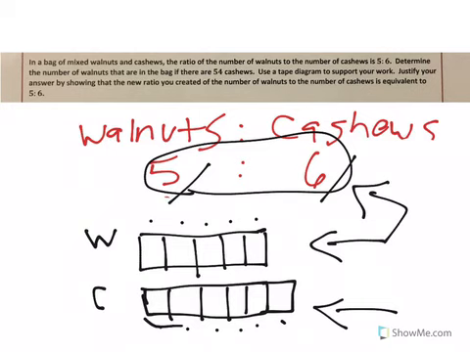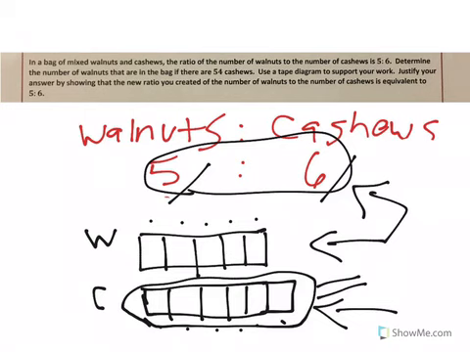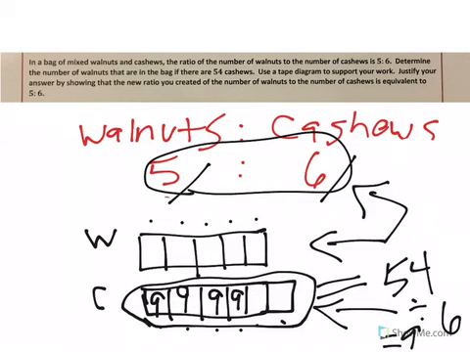We know that the cashews equal 54, because it told us in the problem there are 54. So 54 divided by 6, I know equals 9. So then each of these boxes is worth 9.